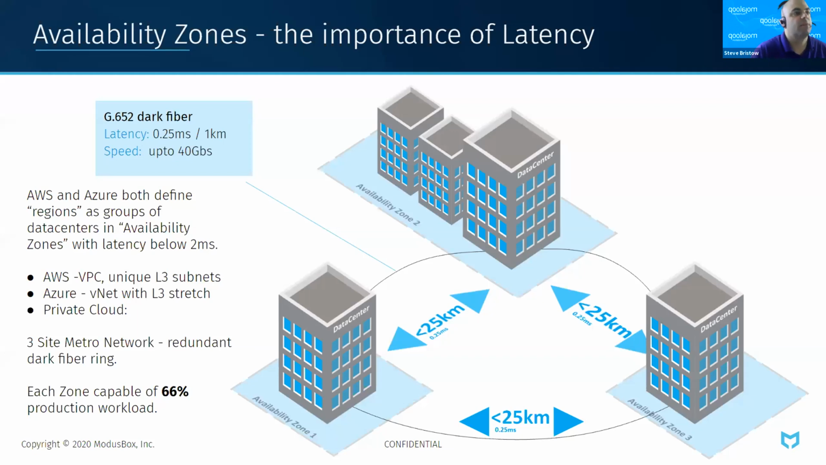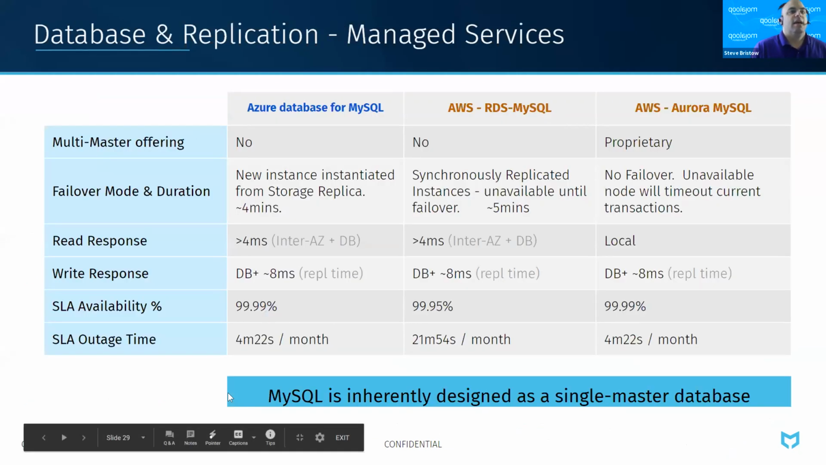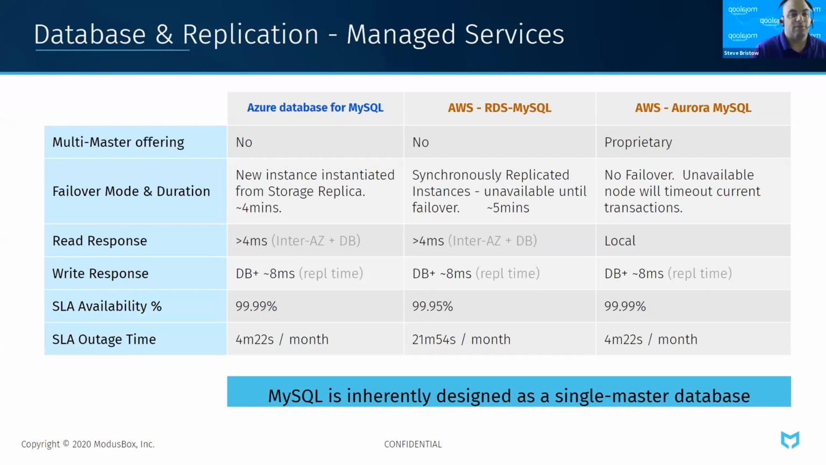Again, AWS defines an availability zone as having unique layer 3 subnets. Azure allows you to stretch those subnets. On premises, you can do both. VXLAN technologies allow us to create layer 2 stretches as long as we get the underlying metro network correct. As you may have seen on the previous slide, there was a 25-kilometer limit to those links, which we'll touch on in a moment.